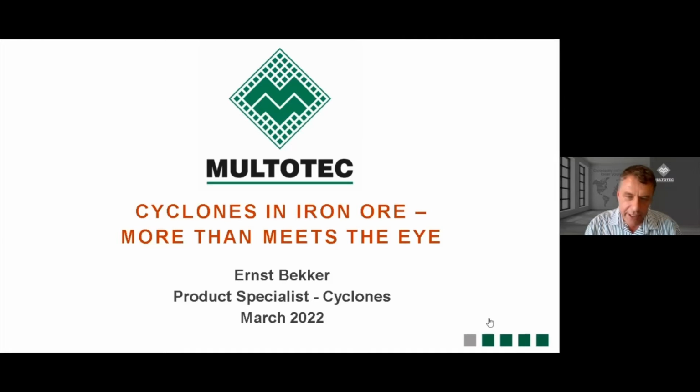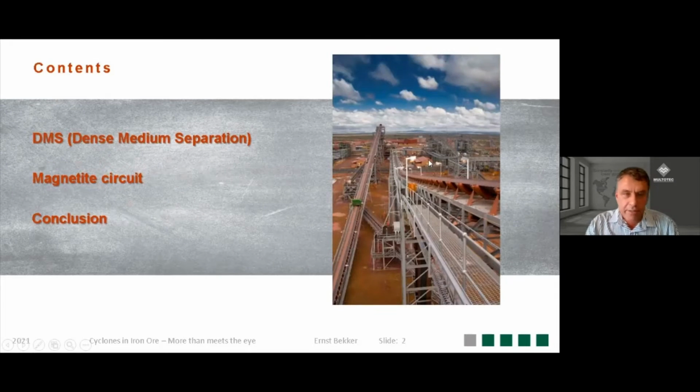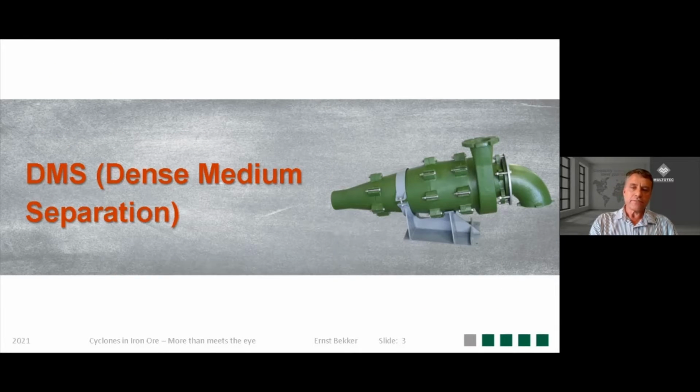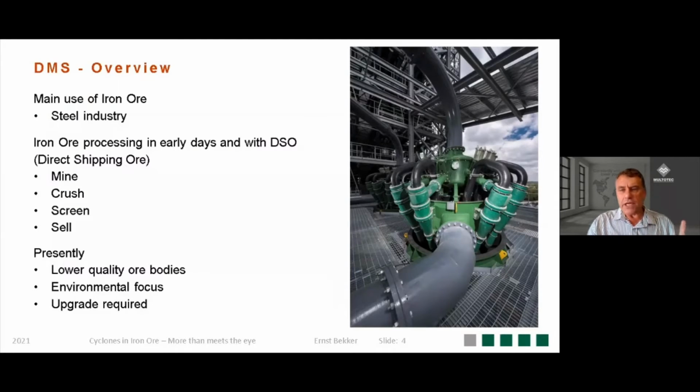In this presentation, I'll be looking at cyclones in the iron ore industry, factors that can influence the performance after they have been sized and selected by suppliers. So I will be looking at dense media separation, looking at some examples in that territory, then moving over to a magnetite milling circuit, followed then by conclusions.